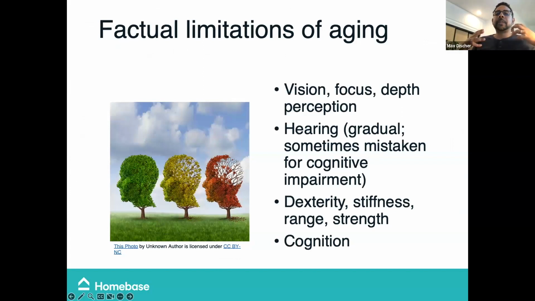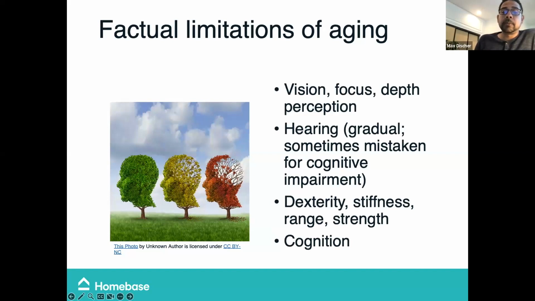Let's talk about what some of the actual reality limitations are of aging. A handful of things that mostly relate to physical form. So vision and one's ability to focus their eyesight or depth perception. As you can see, that's already an issue for me. Looking forward to it, literally.